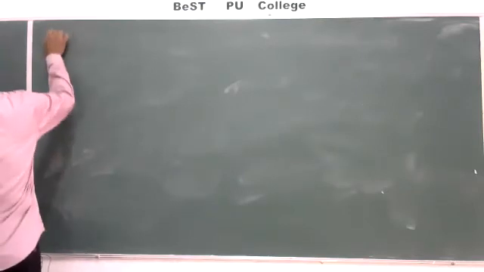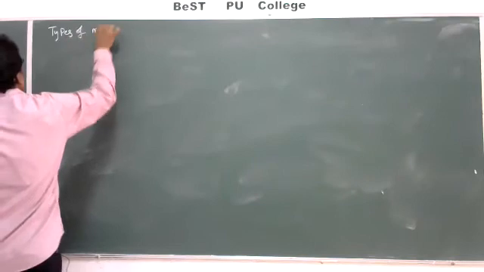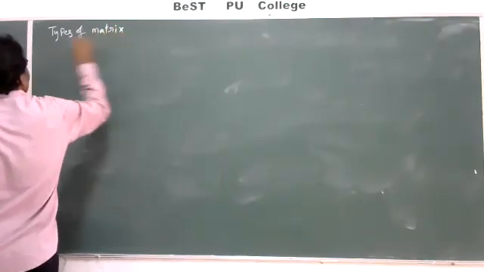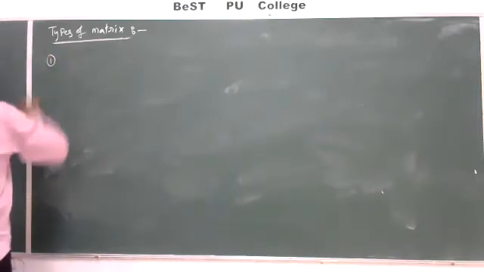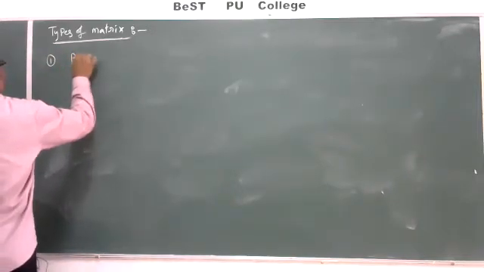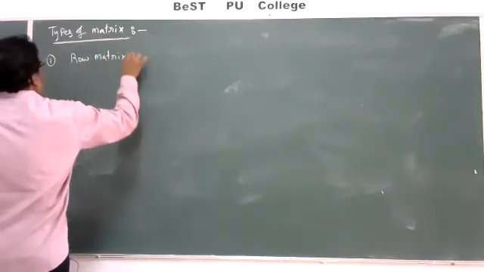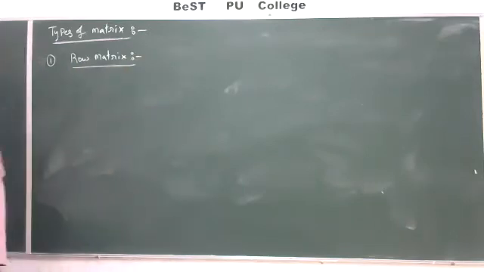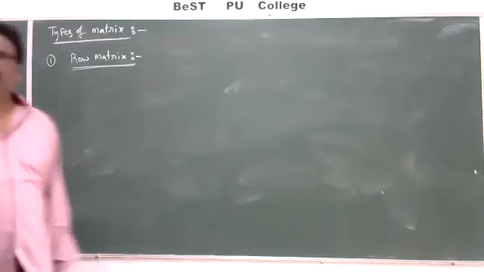Types of matrices. Types of matrix. Make a heading. Main heading: Types of matrix. First type, row matrix. A matrix has only one row is called row matrix.